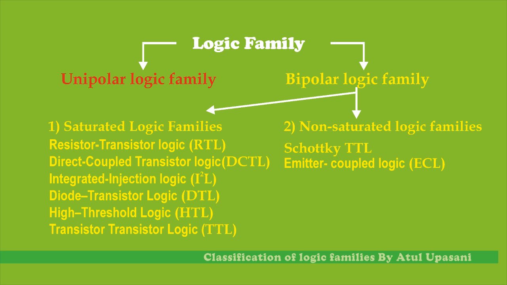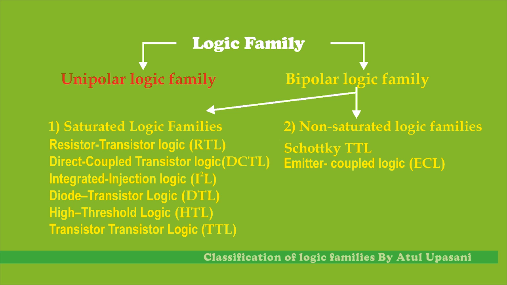That means a normal diode requires 0.7 volt to turn on, and this diode will require only 0.35 volt to turn on. So this type of Schottky diode can be constructed, and if these Schottky diodes are used to construct the transistor, those transistors are called Schottky transistors. And if these types of transistors are used together to construct the logic gate, this type of logic family is called Schottky transistor logic.